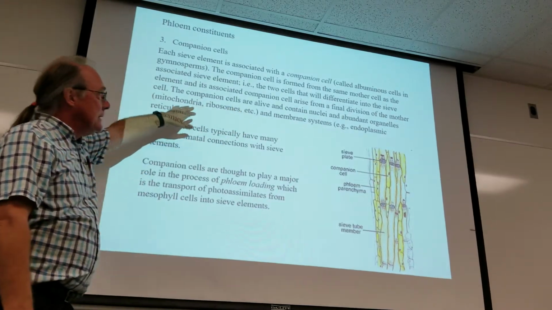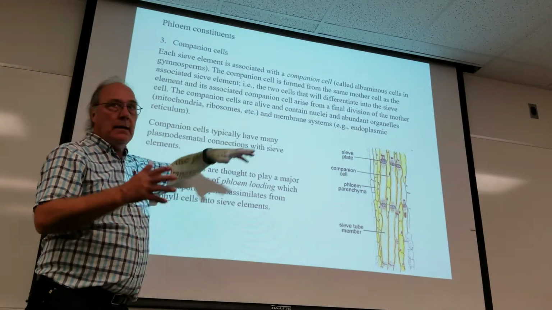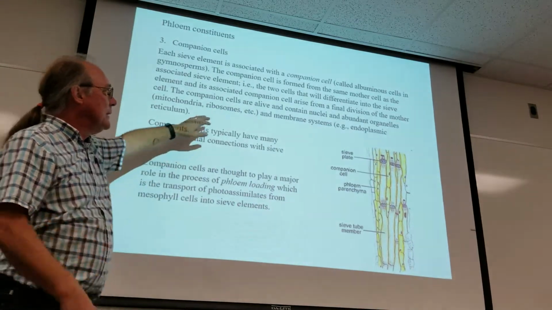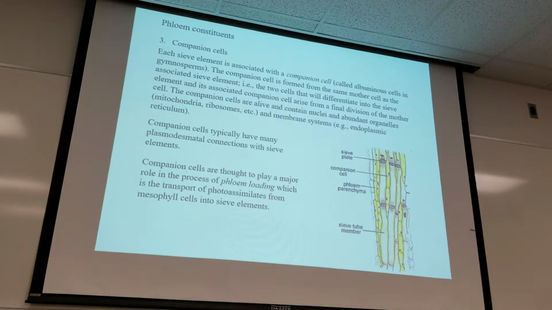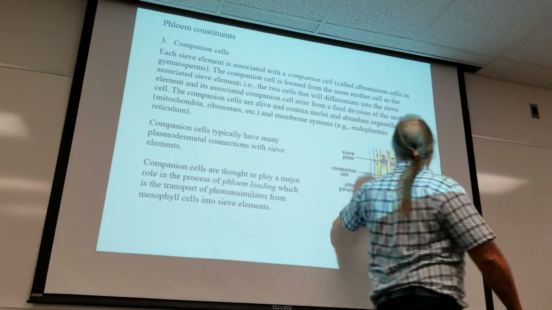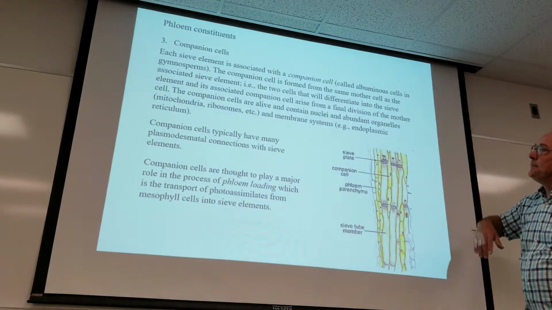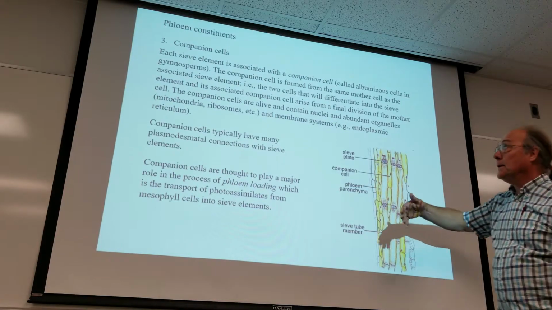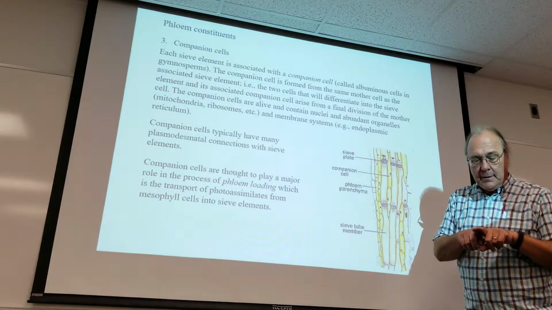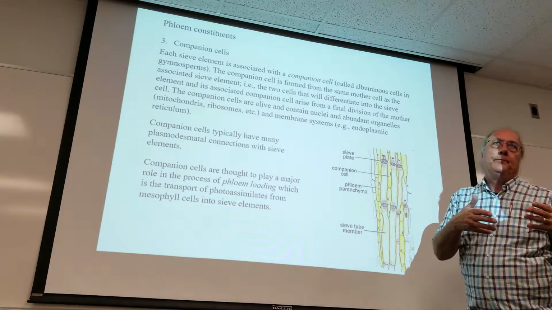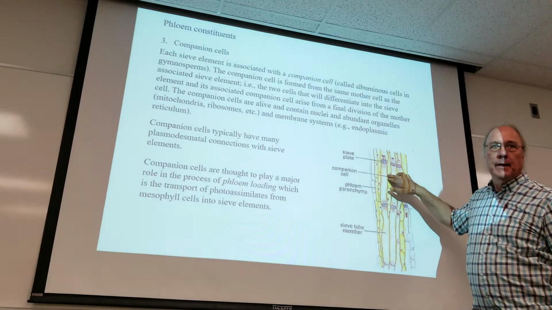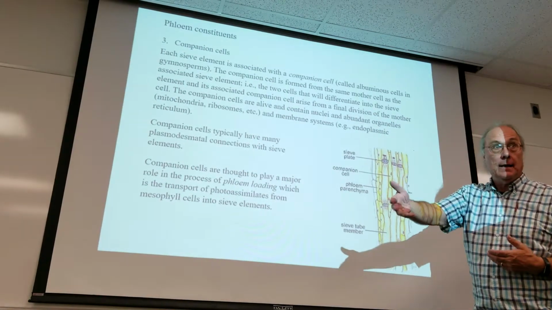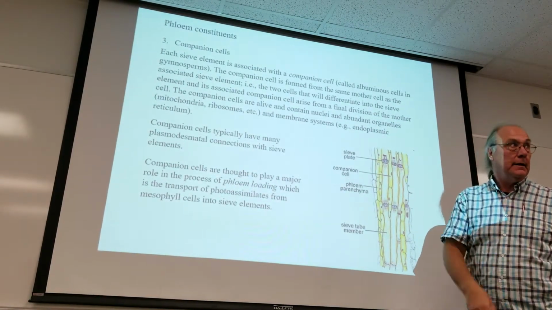Companion cells are alive and contain nuclei, abundant organelles, mitochondria, ribosomes, membrane systems, the endoplasmic reticulum, all the parts of the normal cell that you think of. Those are found in the companion cell, not in the sieve cell. It's thought that the ability of the sieve cell to be alive is because it's associated with a companion cell right next to it that's providing a lot of the function that the sieve cell would normally have to do by itself.